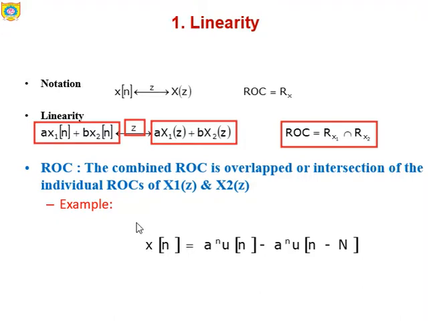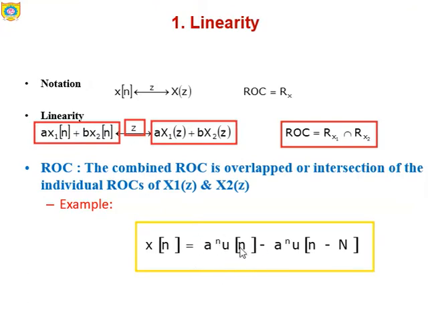Let's see one example here, that is x of n is equal to a raised to n u of n minus a raised to n u of n minus N. In this case, if someone replaces this capital N with the value 1, it will be delayed in its step sequence by 1. So what is exactly happening here?